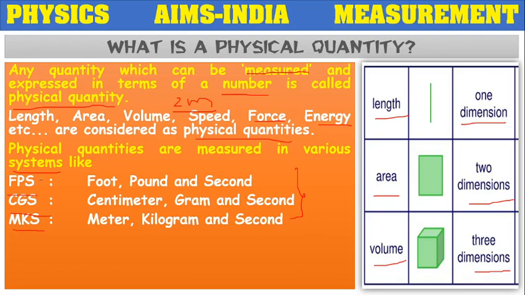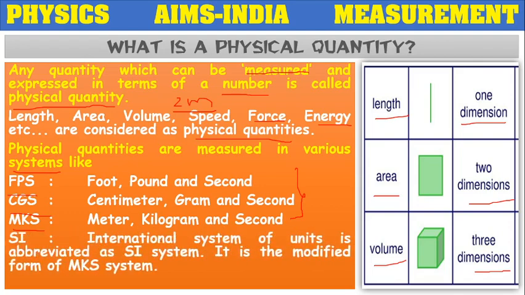In olden days, people in different countries used to measure physical quantities with the help of these 3 systems and these units. We will learn details regarding these systems in our next video. Right now we have the SI system, the international system, which is a modified form of the MK system. All over the world we are making use of the SI system for measuring physical quantities right now.